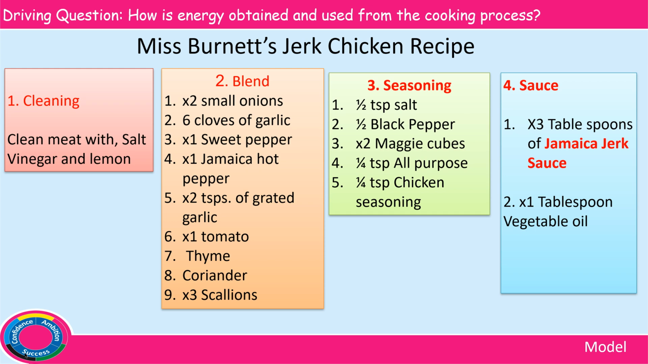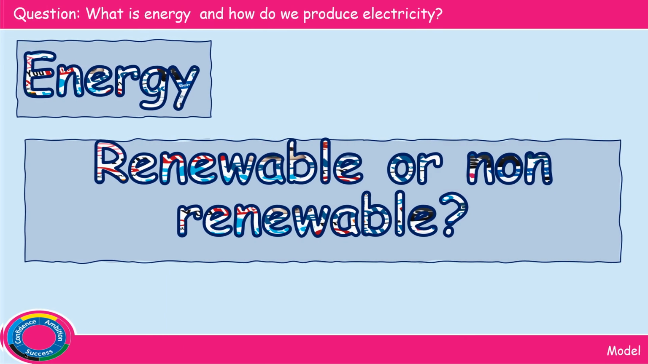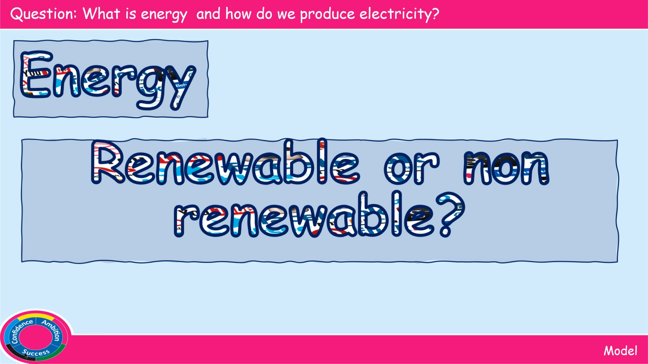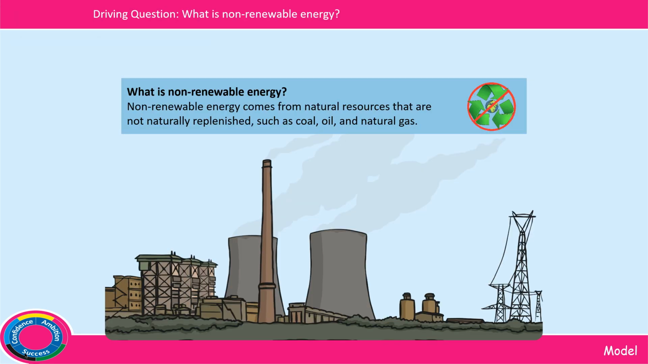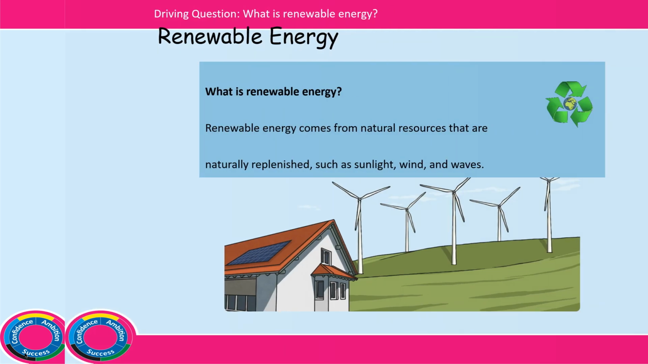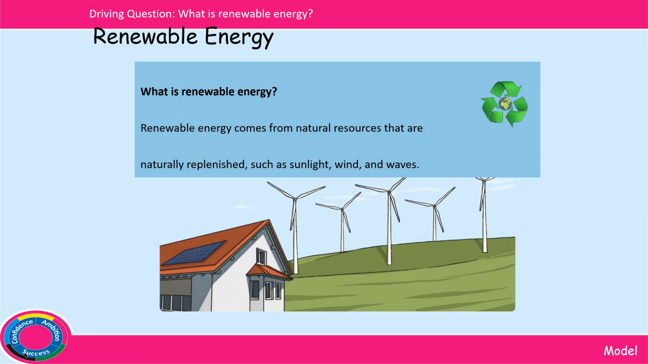We then moved on to look at renewable and non-renewable energy. Can you remember the difference between the two? Non-renewable comes from natural resources, generally fossil fuels: coal, oil, natural gas. Renewables come from sources that are easily replenished, so sunlight, wind and waves, and many others.